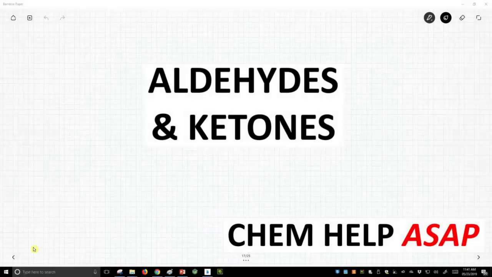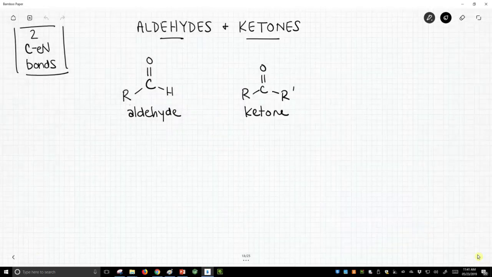Let's talk about two more functional groups, aldehydes and ketones. So aldehydes and ketones have in common the fact that our key carbon for our functional group has two bonds to a more electronegative atom, in this case oxygen. So aldehydes and ketones are very closely related.